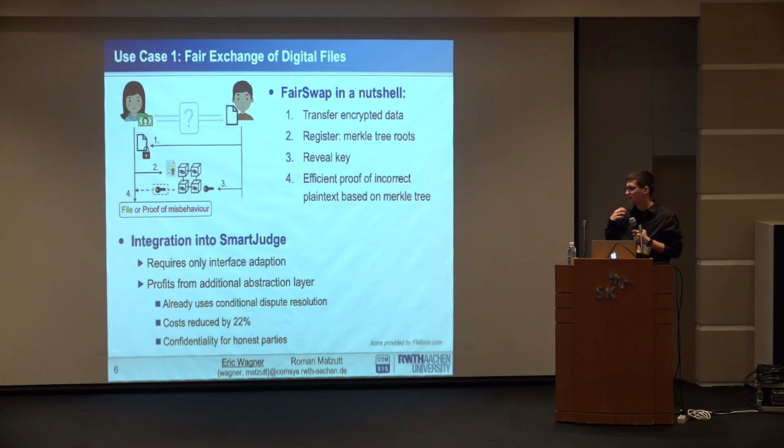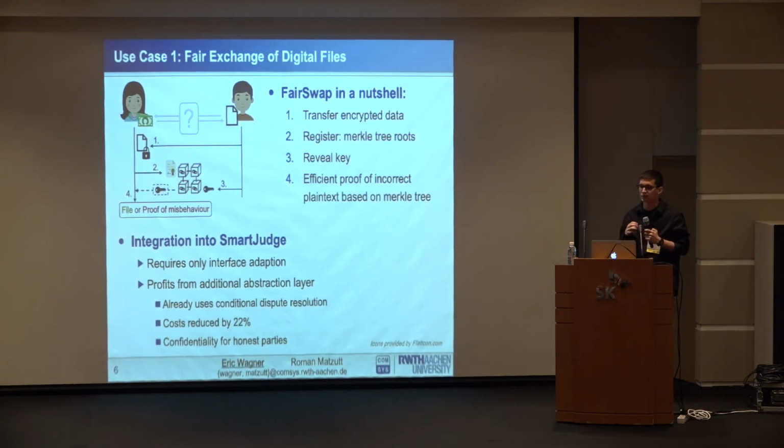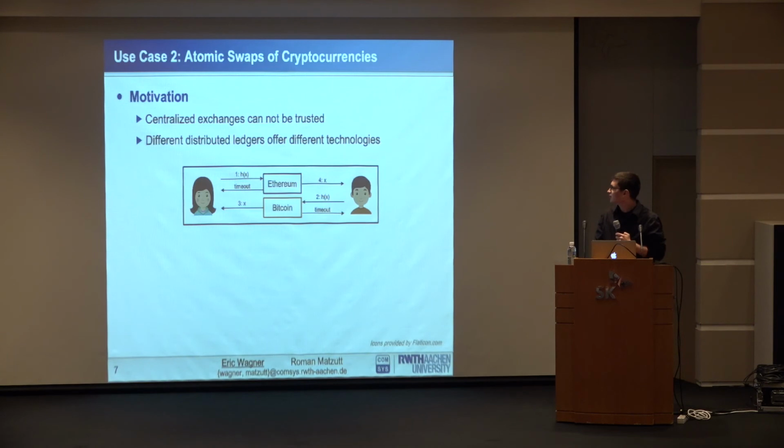Then we built this additional abstraction layer on top of this protocol, because they already use conditional dispute resolution. But we still see, because we are really minimizing the interaction, that we can reduce cost by 22%. And what you have additionally is confidentiality for the trade, because for honest parties, we do not reveal that this exchange of data is happening, in contrast to the original protocol.